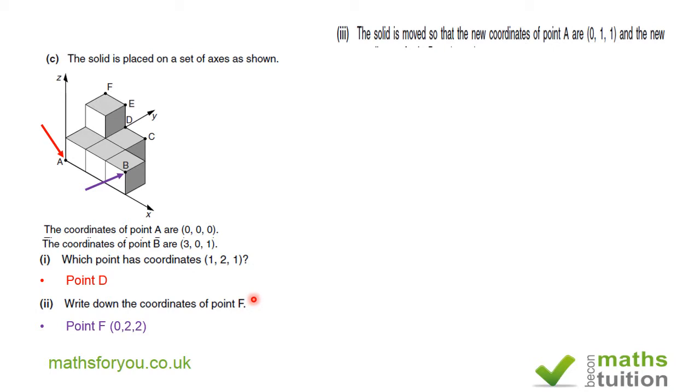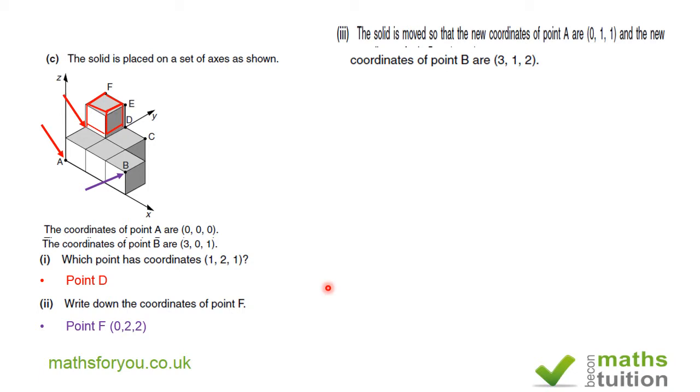Now, moving on. You see, the solid is moved so that the new coordinates of point A are 0, 1, 1. So point A would be no units parallel to the x-axis, 1 unit parallel to the y-axis, and 1 unit parallel to the z-axis. So point A will be there. That's our new point A. Okay, and the accompanying cube. So this cube there. Okay, we then move on there.